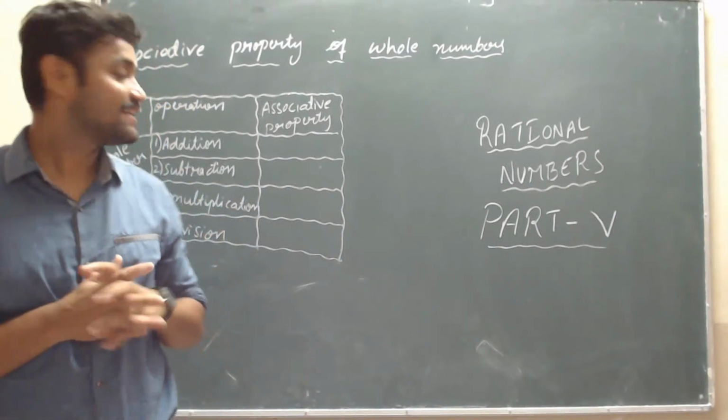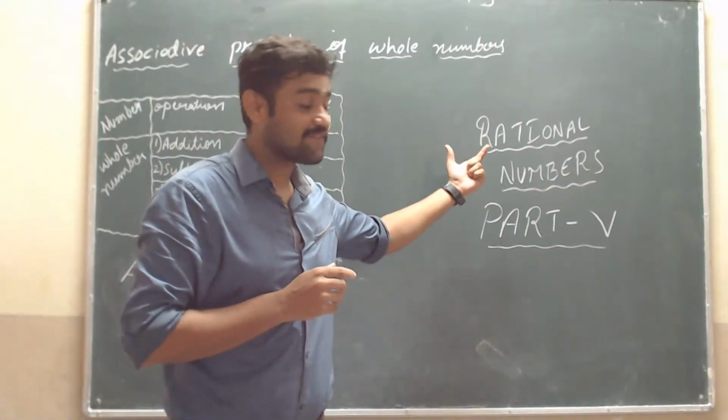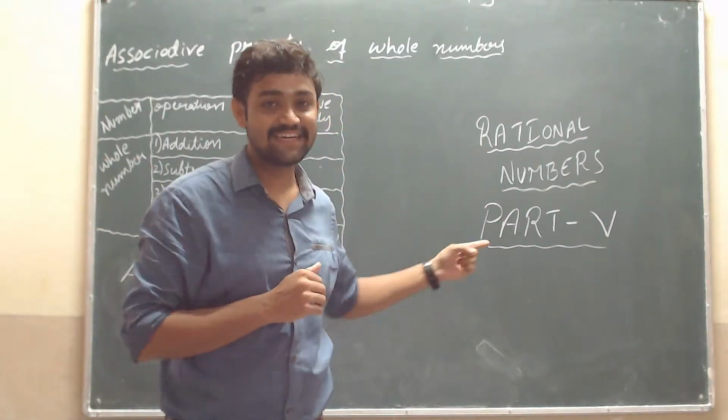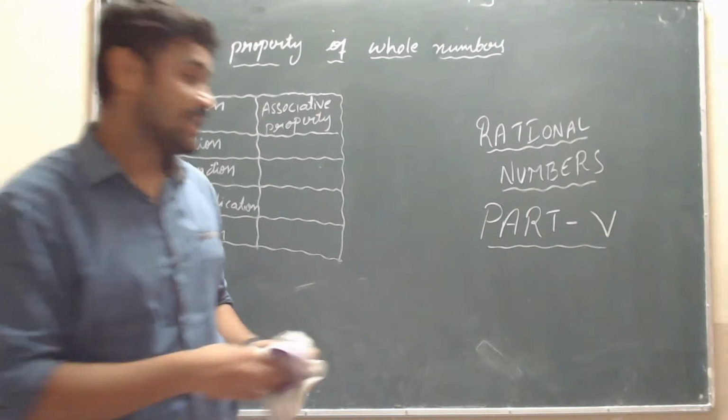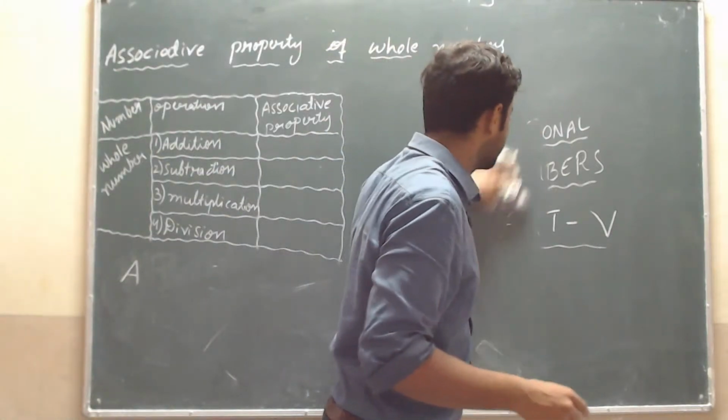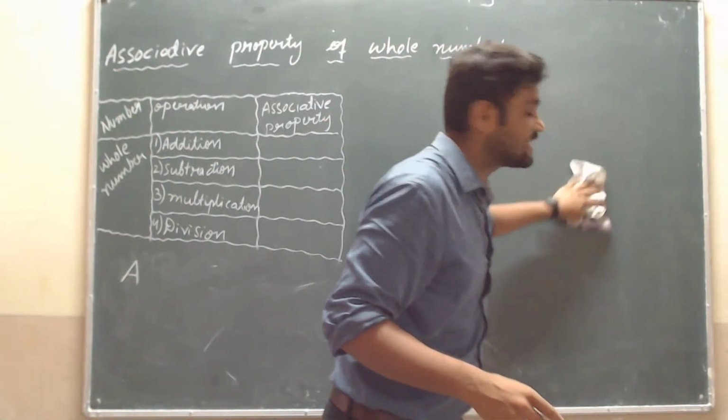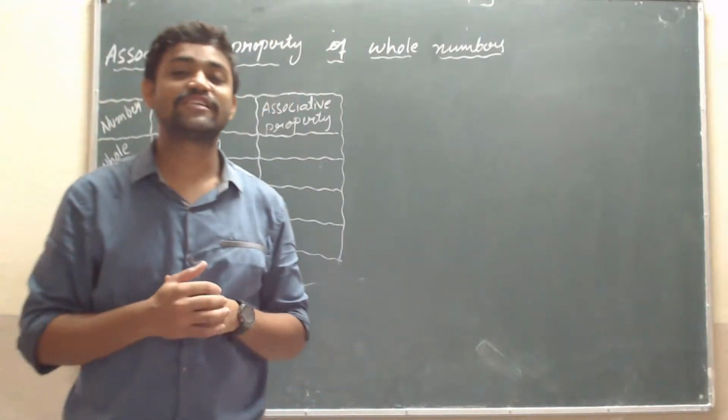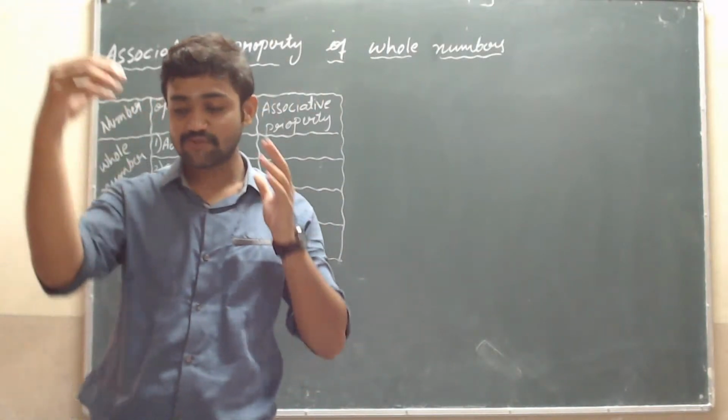Today I deal with my chapter, that is the continuation of my lesson on rational numbers. This is the 5th video. In this video I will explain to you about the associative property. What is that? What is meant by associative property?